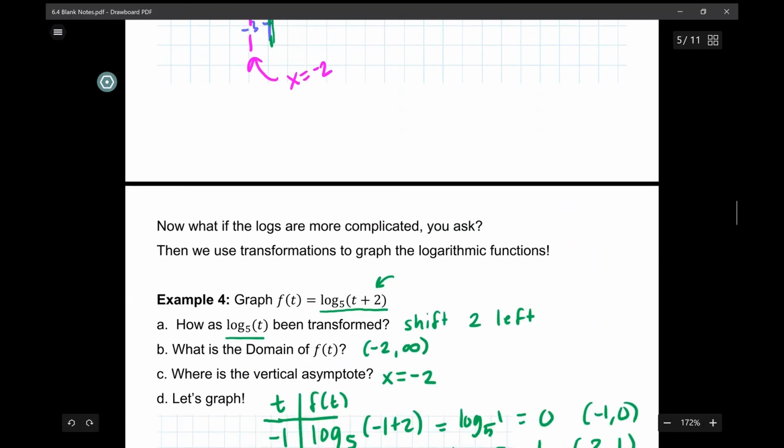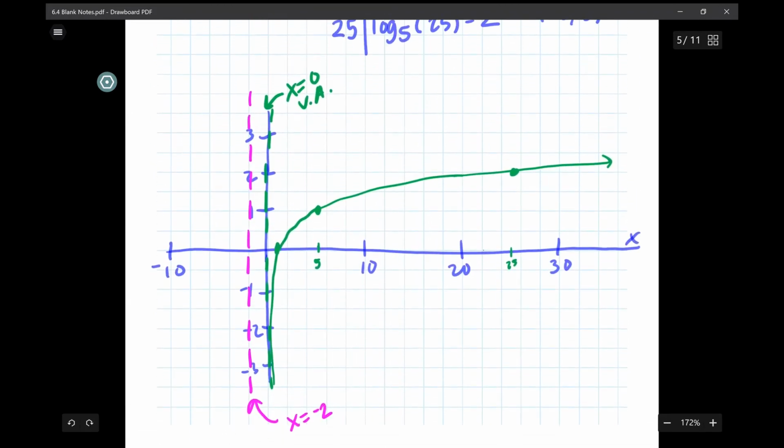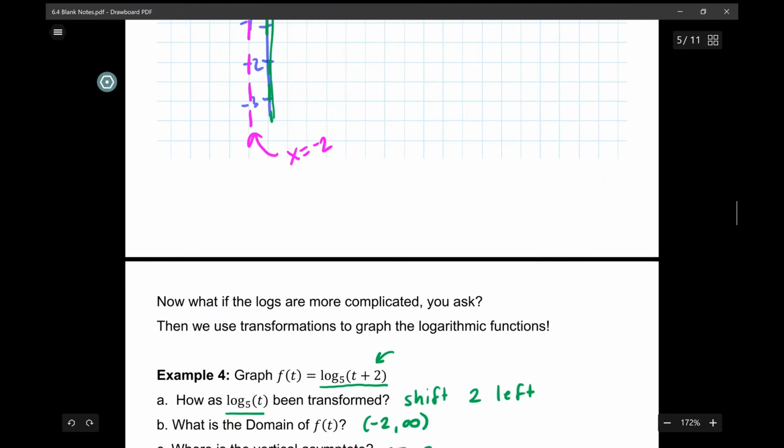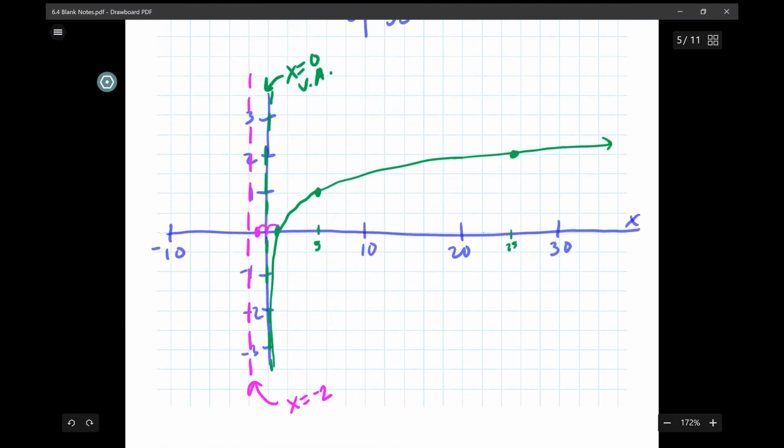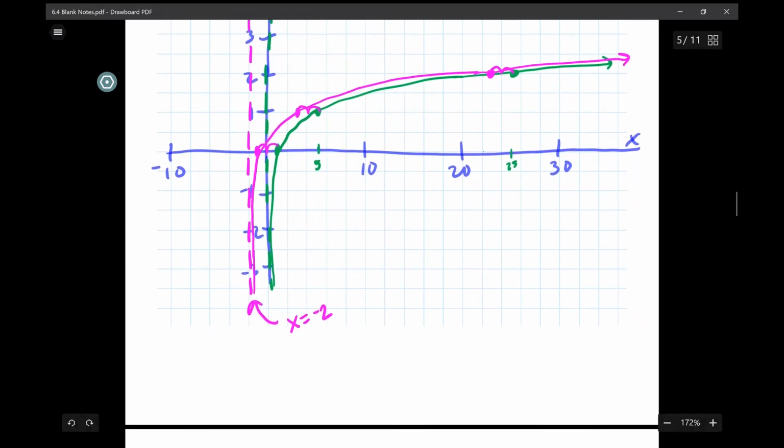And I have the point negative 1, 0. So that's exactly 2 to the left of this one. I had the point 3, 1, and again, 2 from this one. And 23, 2, which is going to be 22, 23. It's kind of hard to tell because this is not very much of an increase, but it's slightly below that, which is exactly 2 from this one. So I'm going to graph the shifted graph in pink here, trying to hit the pink points. It's going to be just slightly over this one the whole way along. There you go. All right, so that's how you do graph transformations with logarithms.